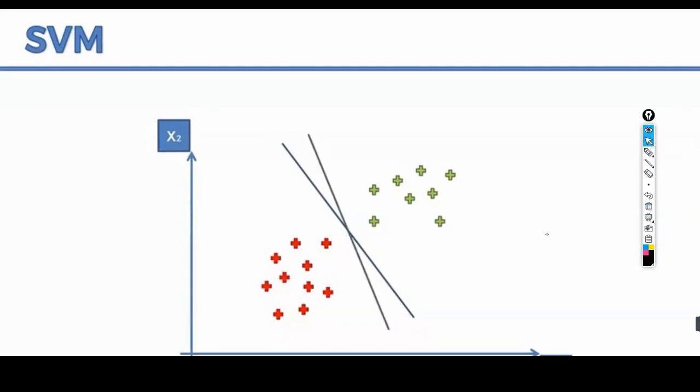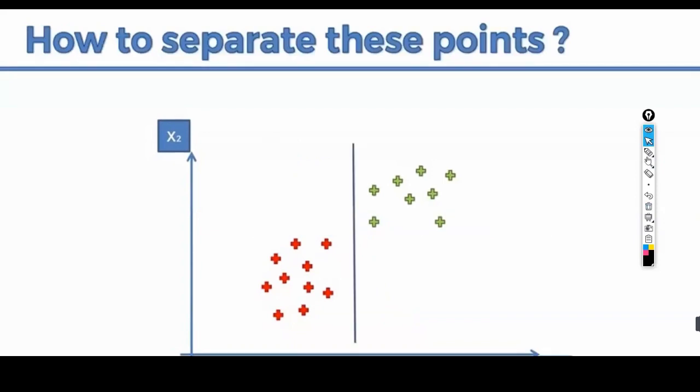If you draw one more line like this, what is the support vector for this line? This one and this one. If both are not the same, then only the least one, from where the second class is getting started, is considered the support vector.